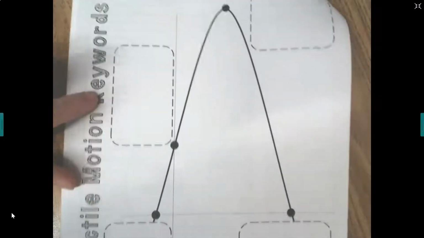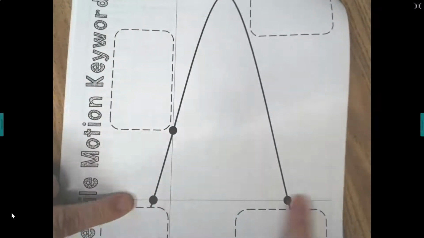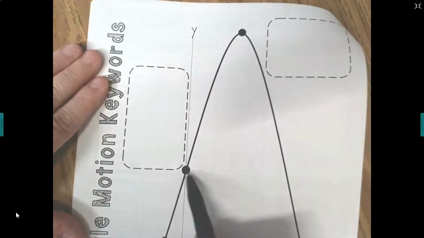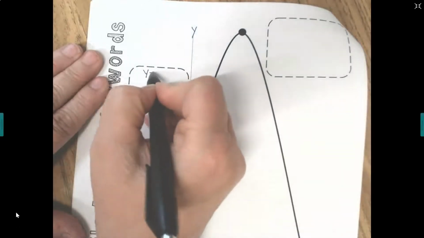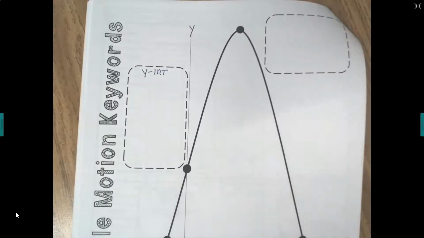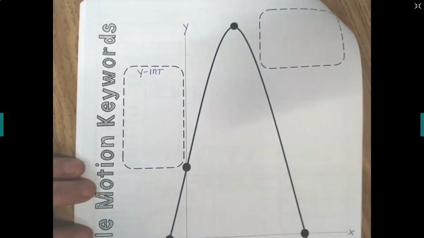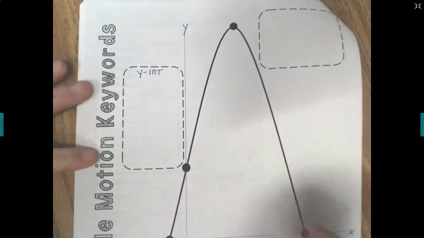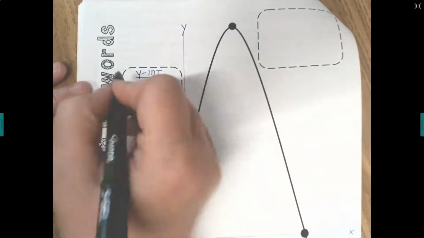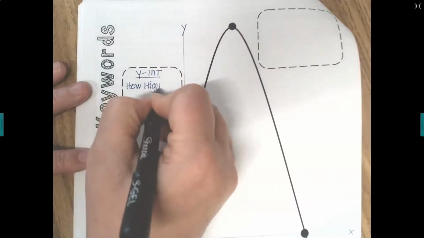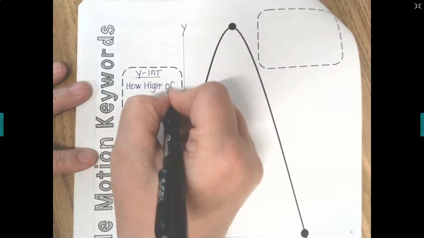This point, if we take a look, we have an axis here. This is our x-axis, and this is our y-axis. So this point is on the y-axis. It's called the Y-Intercept. I'm going to abbreviate it Y-Int, or intercept. When we have some real-world problems, the Y-intercept will represent the starting height of whatever the object is, and often the question will be, how high off the ground did the object start?